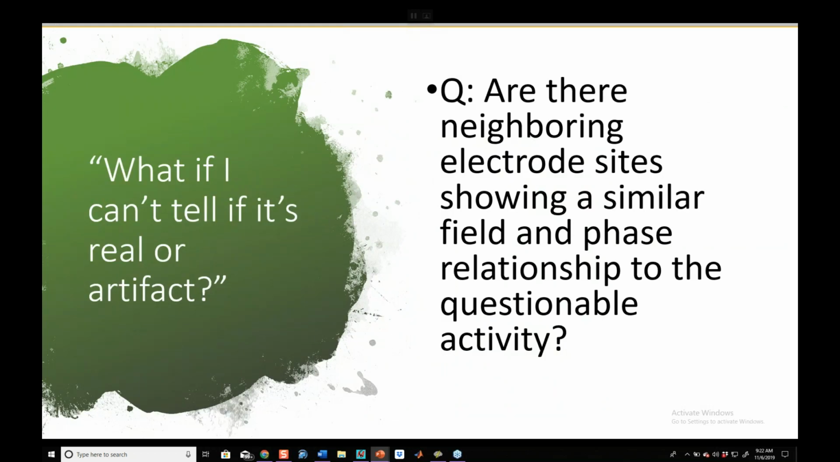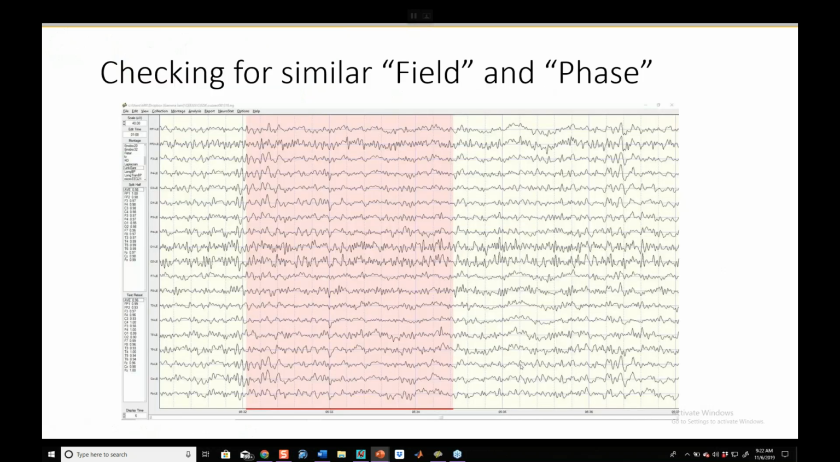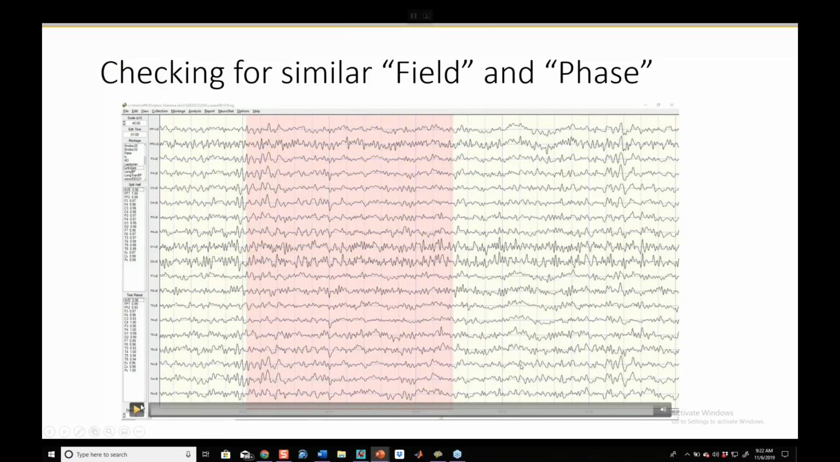So what if I can't tell if it's real or fake? Here's another trick. You ask, do the neighboring electrodes have the same field in the same phase? That is to say, do they look the same? So here's a quick example of checking for field and phase.